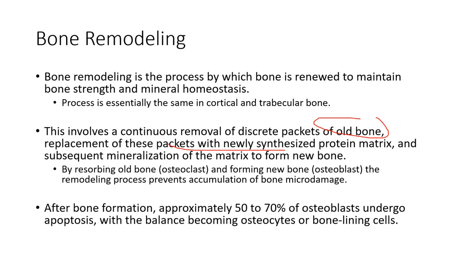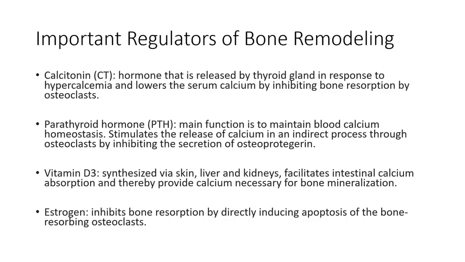After bone formation, about 50 to 70% of osteoblasts undergo apoptosis, with the balance becoming osteocytes within the bone lining cells. There are some important regulators of bone remodeling. Calcitonin is a hormone released by the thyroid gland in response to hypercalcemia, which lowers the serum calcium by inhibiting bone resorption by osteoclasts. So with hypercalcemia, we want to take more of it into the bone.